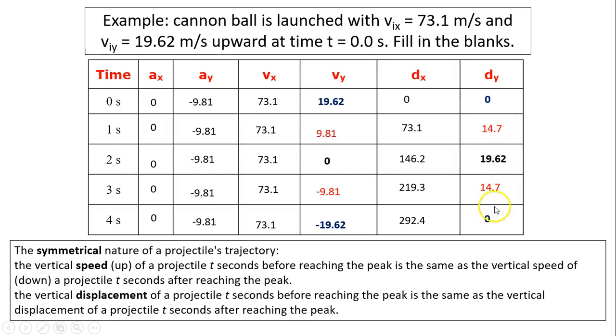And for each second, you just substitute a different time. As you can see in here, the symmetrical nature of the projectile. The vertical speed is the same, but the direction is different, right? This is 0. So 1 second before the topmost point, and 1 second after the peak, they have the same speed but opposite direction. 2 seconds before the peak, 2 seconds after the peak. This is displacement. This is the peak. 1 second before and 1 second after have the same height. And similarly, 2 seconds before and 2 seconds after also have the same height.